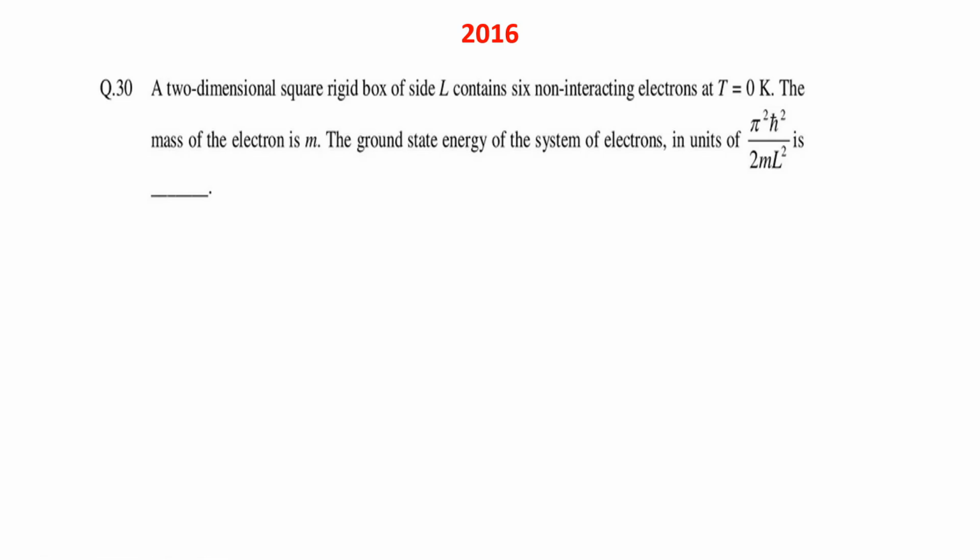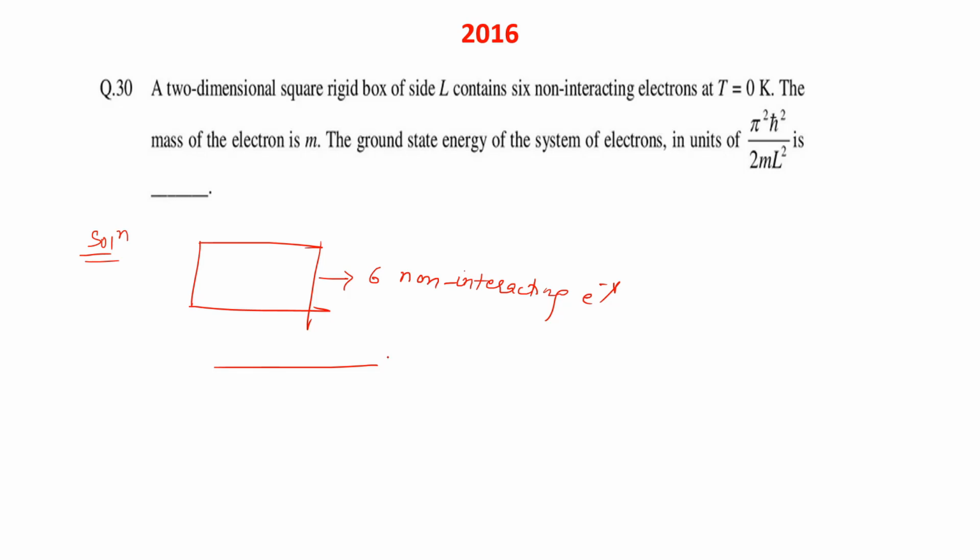Hello everyone. Today I'll be solving this question. This came in the GATE 2016 exam. I'll read the question. A two-dimensional square rigid box is given to us, and this box contains 6 non-interacting electrons. We need to find out the ground state energy of this system of electrons.